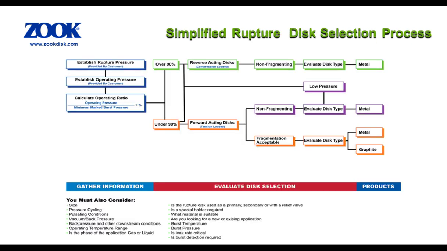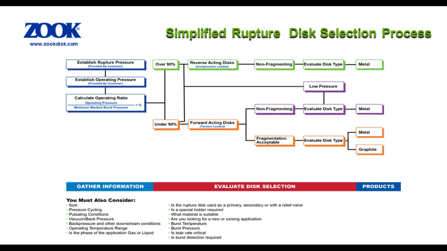So let's see how this all fits together. This slide is an example of a simple decision tree that goes through the decisions you must make and the information you need to have to select the correct rupture disc for your new application. I emphasize new because the process is slightly different when troubleshooting an existing application. The first step is to gather all the information you can, both general and specific to your application. Next, you need to get your calculator out and work out the operating ratio required for the application.